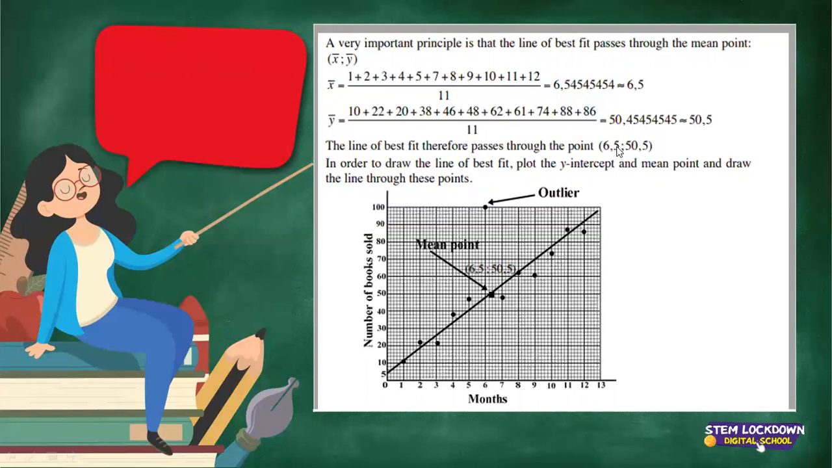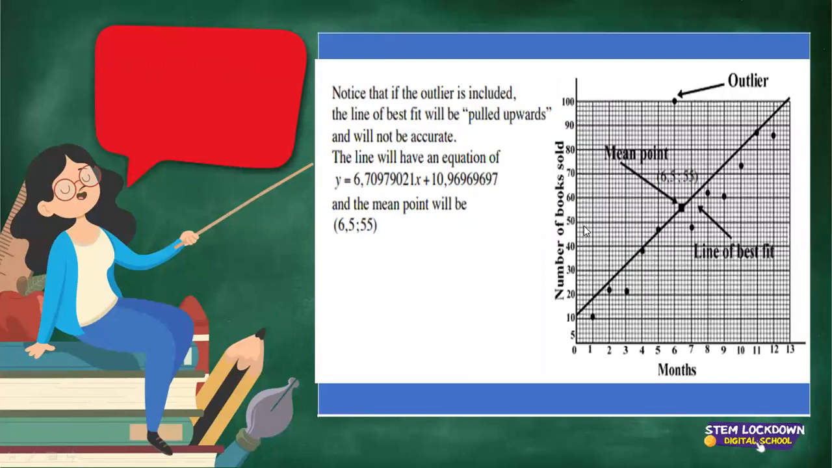So these are two coordinates, the coordinate of our mean point, and they can be plotted on your graph. When plotted, you're going to have it at this point. Any line that passes through this point will be a line of best fit. So that is how to determine the line of best fit. I do hope you understand.